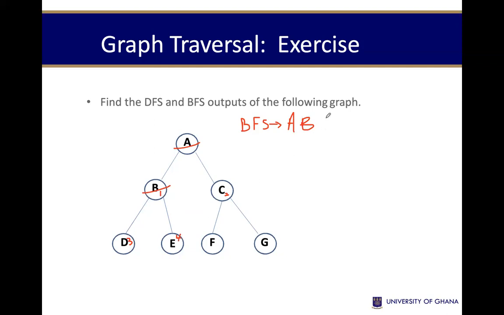Then I come to the C. And of course, C too also has F and G, right? So I'm going to have 5 and then 6. So I'm going to have D and then E. This goes away. This goes away. Then I'm going to have F and G. Can you see that?